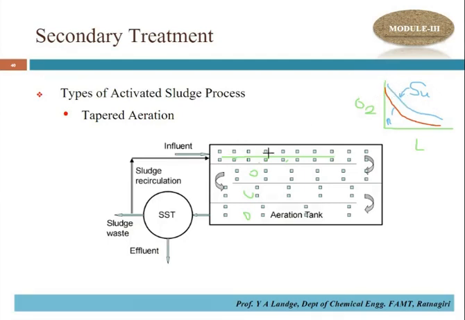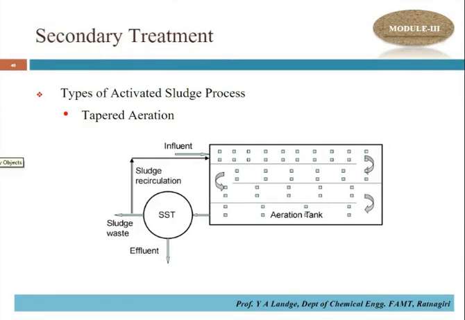Initially we have more aeration points at the initial stage where the influent and the sludge enter, because at this portion more air is required. As we move along, there is less requirement of air, and accordingly we reduce the supply: more diffusers or mechanical agitators are kept in this section, then less and less. Because of that, there is a more accurate, more complete conversion of the organic matter, because whatever the demand, accordingly we supply the air, and so there is a good conversion of the organic matter into a simple form.